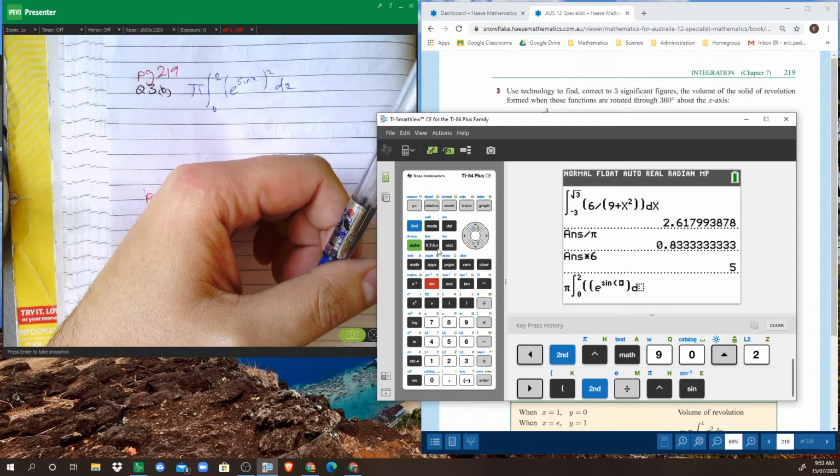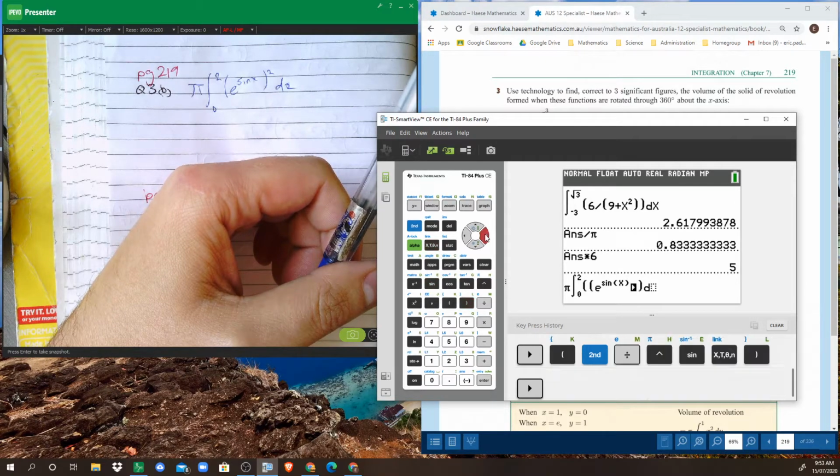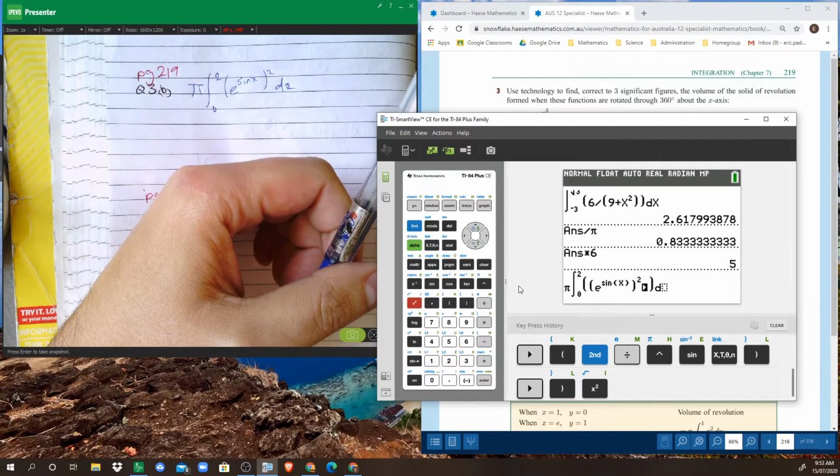Of sine variable, bracket squared, and dx.